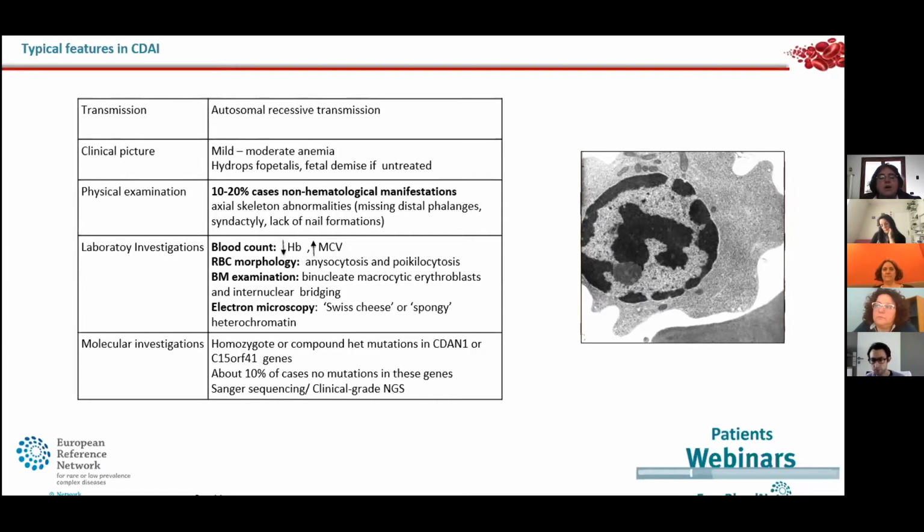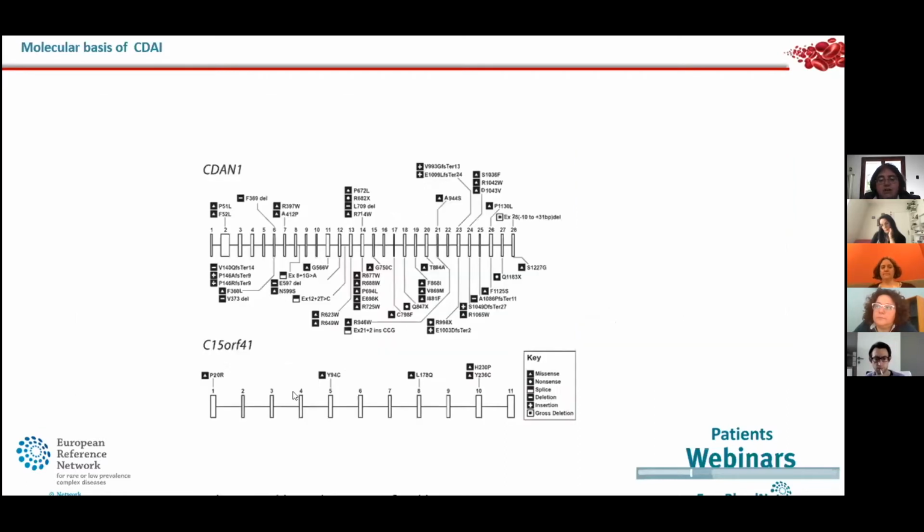But what, at the end, gives the correct diagnosis, the final diagnosis, is the molecular investigation. In fact, we now know for most of the patients which are the genes involved in this disorder, in particular CDAN1 and C15orf41. And this is a schematic representation of the gene.